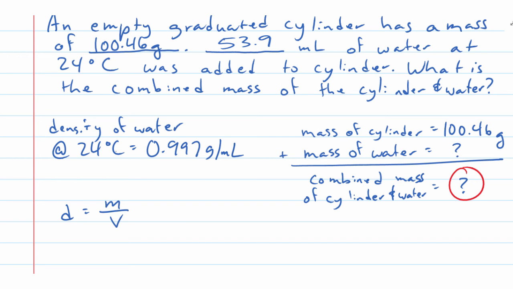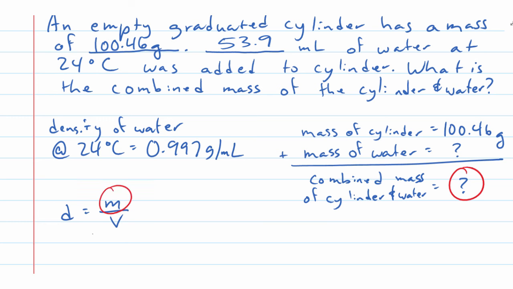So if we look at this formula right here, D is equal to m over v. Do we know the density? Yep. 0.997. Do we know the mass? No, we don't. Do we know the volume? Yes. And what is the volume? 53.9 milliliters. So if we know the volume and the density, we should be able to use that to find the mass.